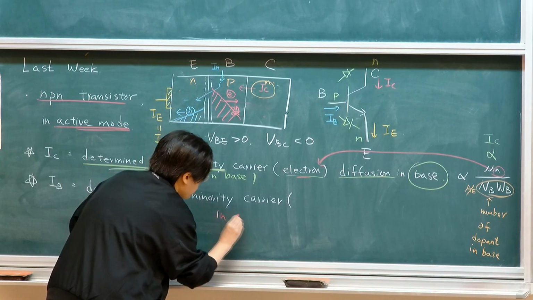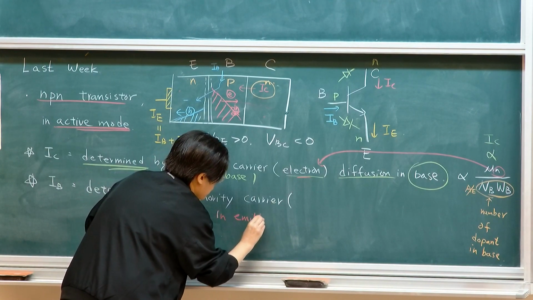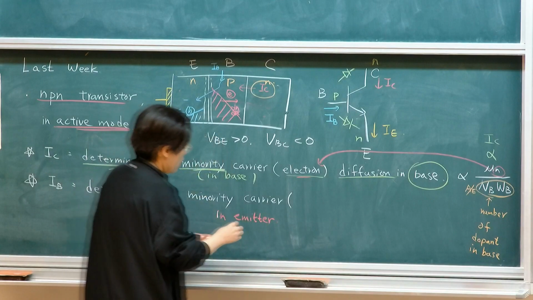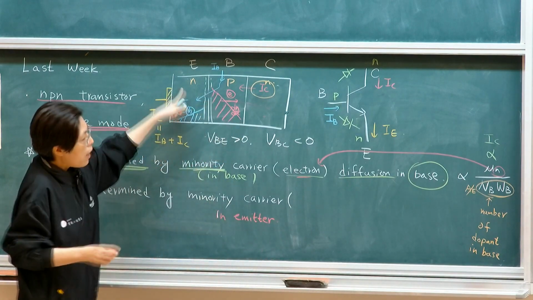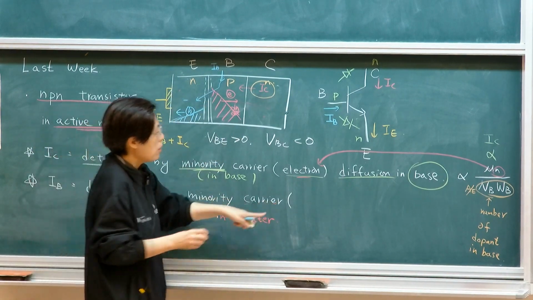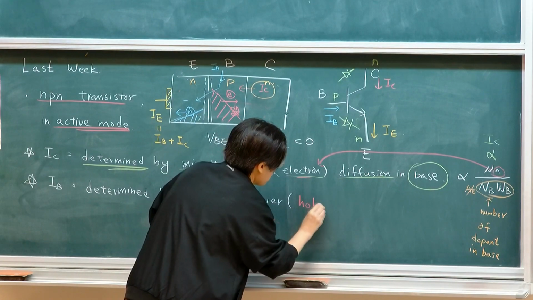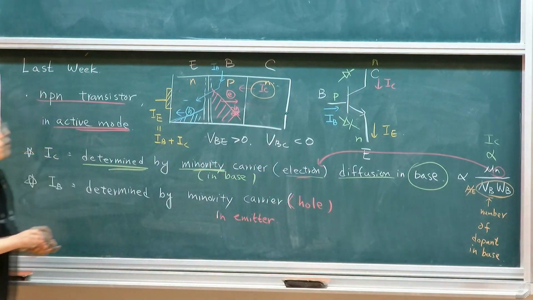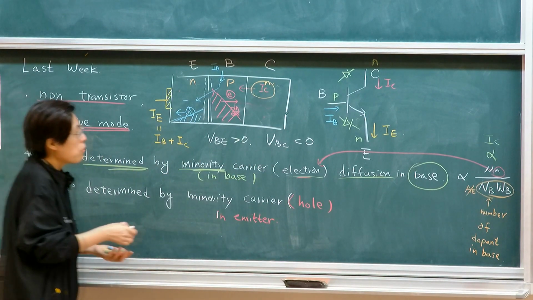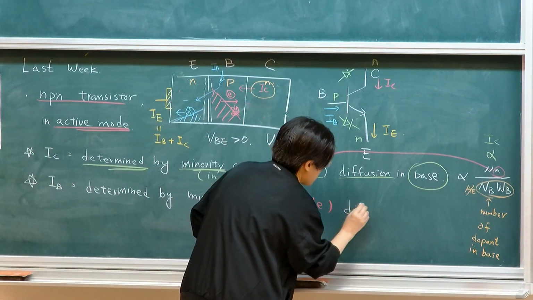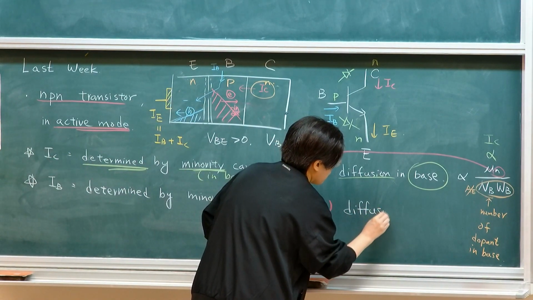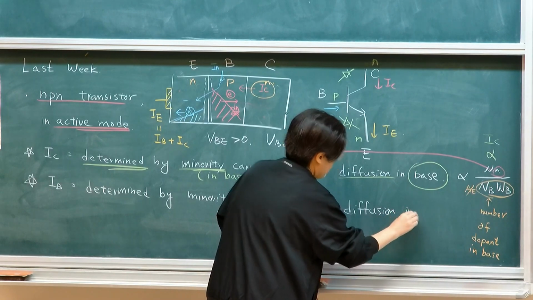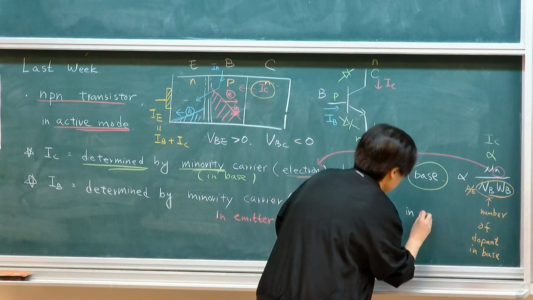here is in the emitter. Right? Remember, this is the hole current. And because the emitter is n-type, its minority carrier is hole. Right? The main difference is that. And it's also controlled by diffusion. So the statement is the same, only it's a different structure in the emitter.